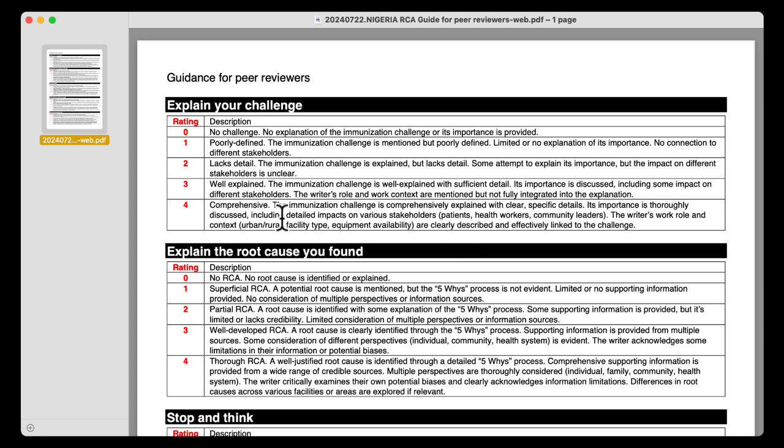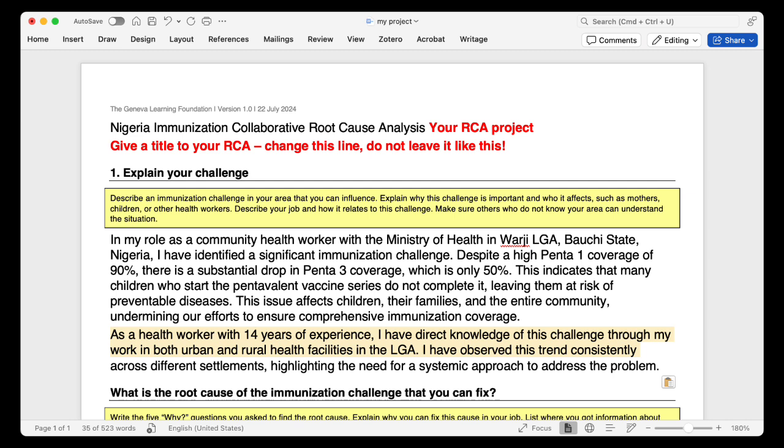excuse me, to the ratings and description. So you can see here, your reviewers, when we come to peer review, are going to be using this. Is it comprehensive? So the immunization challenge is comprehensively explained with clear, specific details. Its importance is thoroughly discussed, including detailed impacts on various stakeholders: patients, health workers, community leaders. The writer's work role and context are clearly described and effectively linked to the challenge. So I have observed, it says, "I have observed this trend consistently across different settlements, highlighting the need for a systemic approach to address the problem."